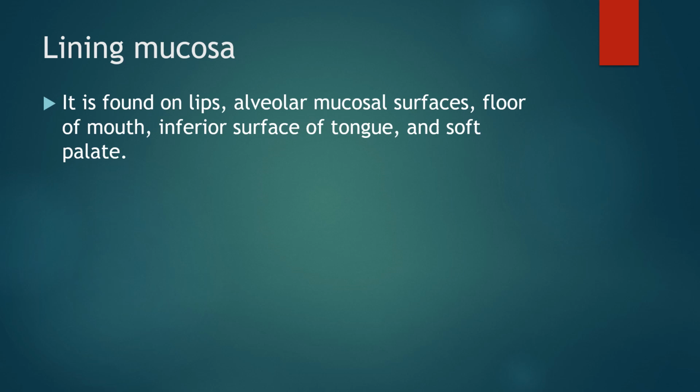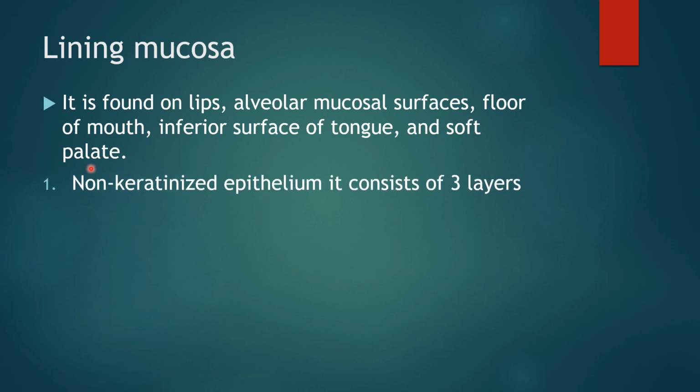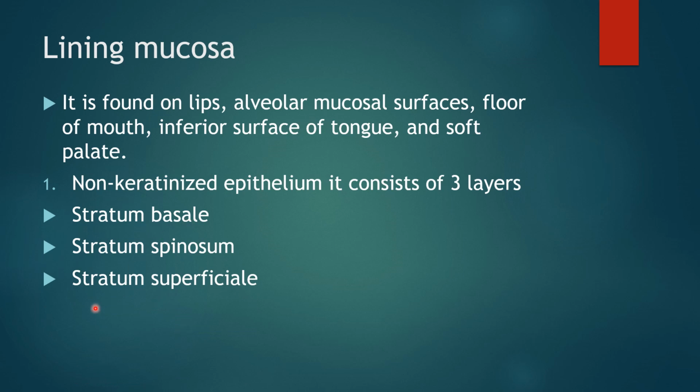Next is the lining mucosa. The lining mucosa is found on the lips, the alveolar mucosal surfaces, the floor of the mouth, the inferior surface of the tongue and the soft palate. It is non-keratinized epithelium, and it consists of three layers: the stratum basale, the stratum spinosum, and the stratum superficiale. So you can see three layers are present in this non-keratinized stratified squamous epithelium.